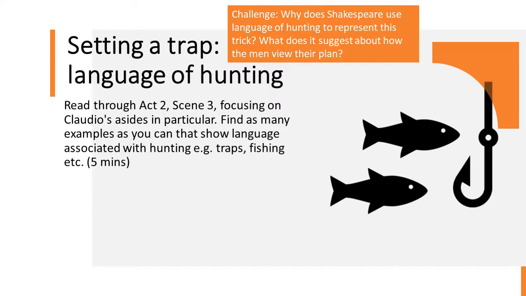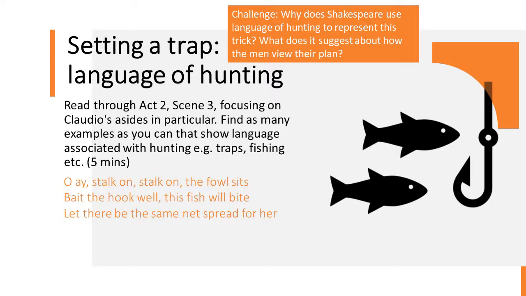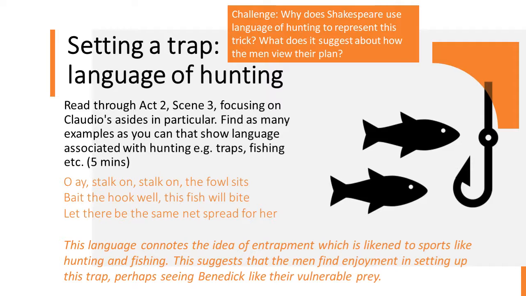For a challenge, why does Shakespeare use language of hunting to represent his trick? What does it suggest about how the men view their plan? Away, stalk on, the fowl sits, bait the hook well, this fish will bite, let there be the same net spread for her. This language connotes the idea of entrapment, which is likened to sports like hunting and fishing. This suggests the men will find enjoyment in setting up this trap, perhaps seeing Benedick like their vulnerable prey.